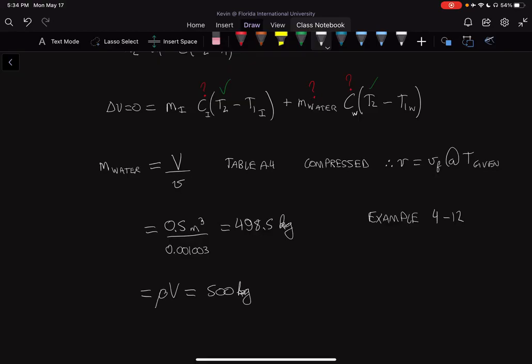I think this technique is better, so we're going to stick with it, but just know that the example does it a little bit differently in the book itself. Now we're going to be using 500 moving forward so that we equal the example. So the mass is actually, we're going to use 500 as a mass.